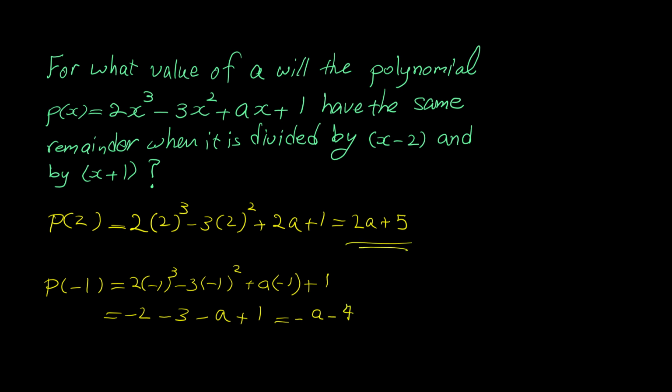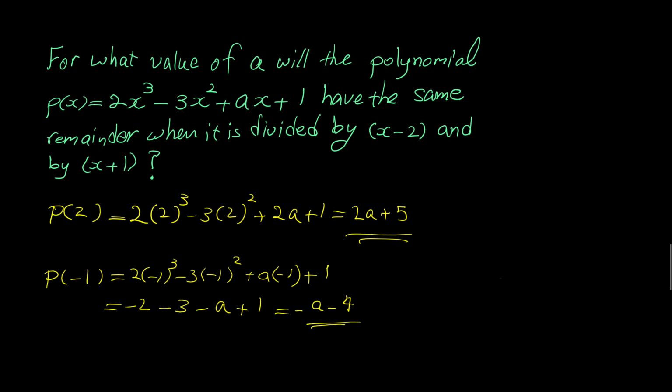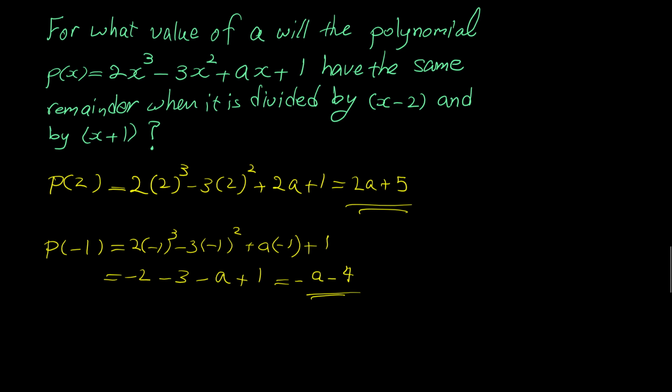Now these two remainders should be equal to each other, and then we can find the value of a. 2a plus 5 is equal to negative a minus 4. If we move a to the left, then we have 3a. And if we move 5 to the right, we have minus 4 minus 5, which is minus 9. And from here, by dividing both sides by 3, a is negative 3.